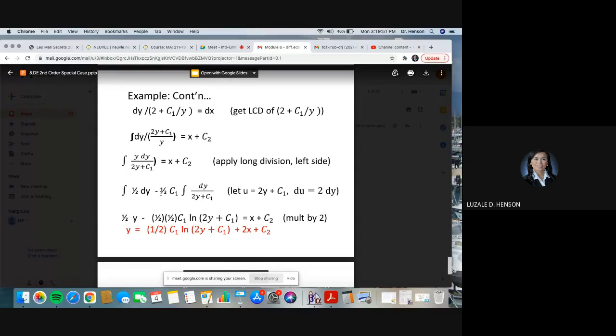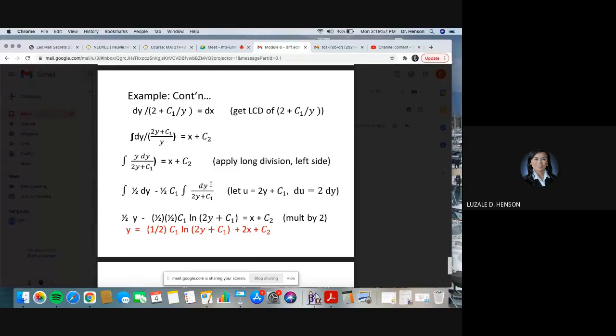And you have 1/2 here. So times du over 2. That's actually 1/2 also. And this becomes du over u. So that's why we have 1/2 times 1/2 C sub 1 ln of u. Because this comes from du over u. Okay? Plus x plus C sub 2. Then multiply by 2 to eliminate the 1/2 for each. So you have y, then 1/2 na lang C sub 1 ln of 2y plus C sub 1 plus 2x plus C sub 2.